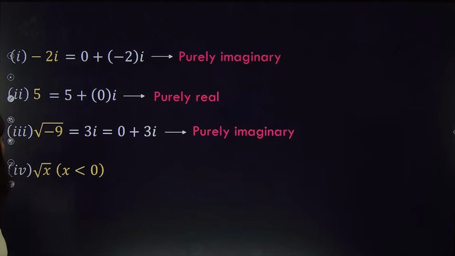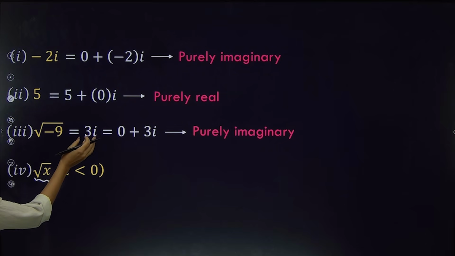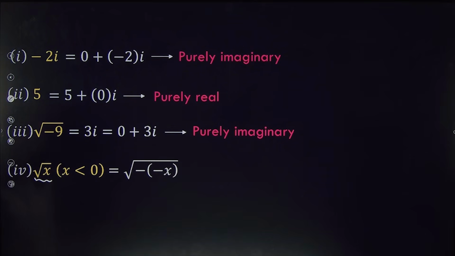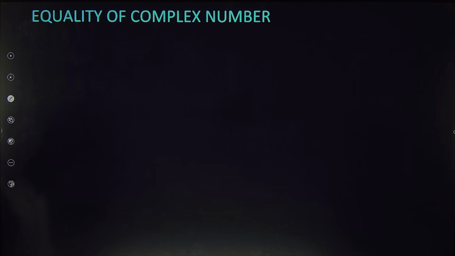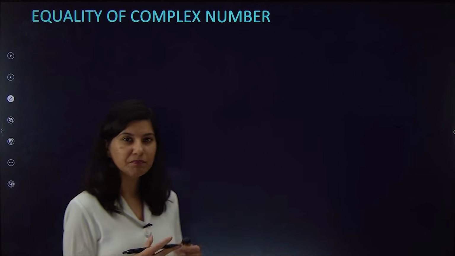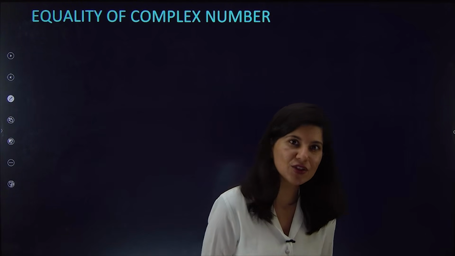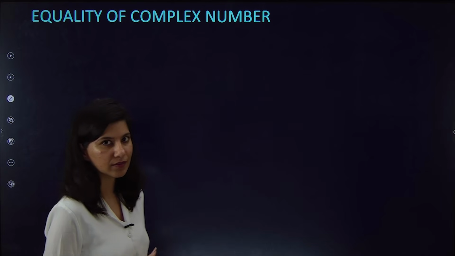Okay. Next we have root x, where x is negative. So clearly, any negative number, if you put a square root of minus something, it will be represented like this only. So it is the same, a purely imaginary number. Alright, so I guess you have got the picture of what is purely imaginary and what is purely real.